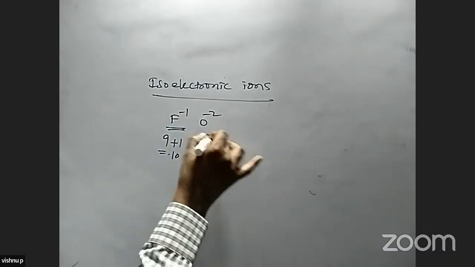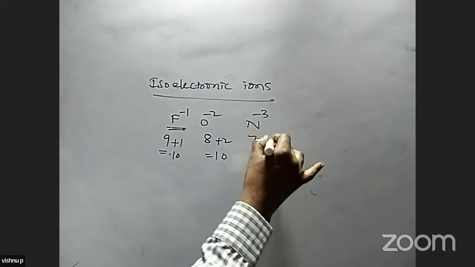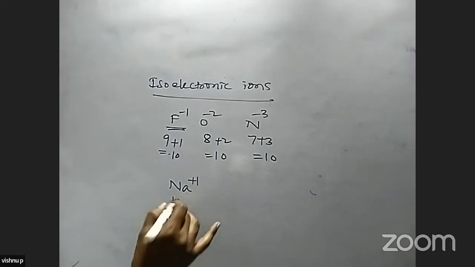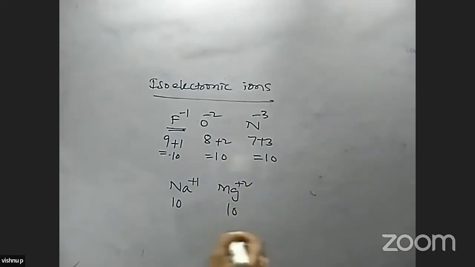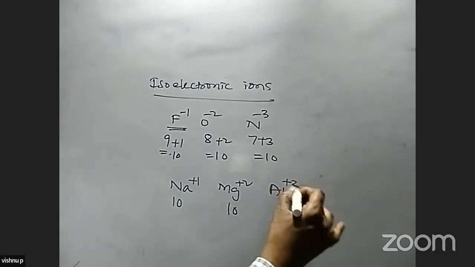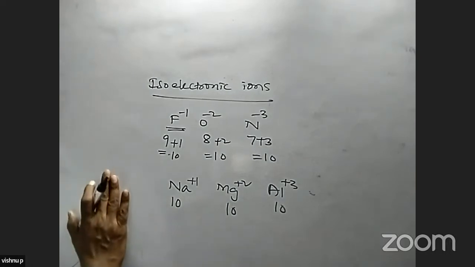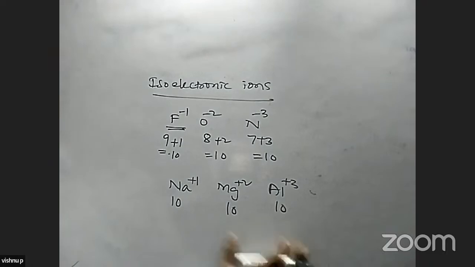Oxygen atomic number is 8, plus 2, we get 10. Nitrogen atomic number 7, 7 plus 3 is equal to 10. Sodium plus 1, 10 here. Total electrons 10. Magnesium plus 2, total electrons 10. Aluminium plus 3, total number of electrons 10. So all these isoelectronic ions contain the same number of electrons.